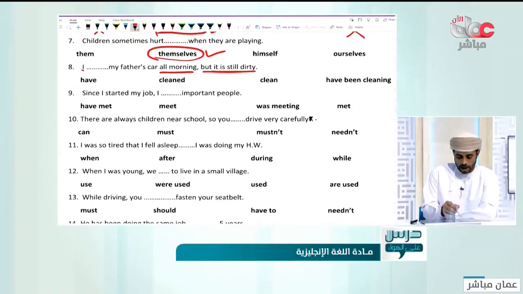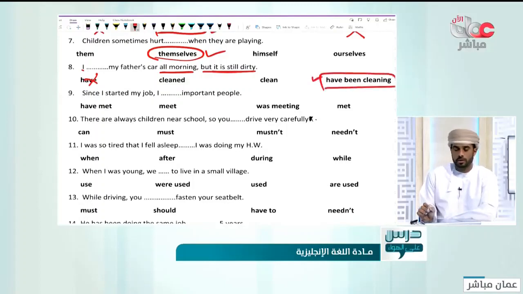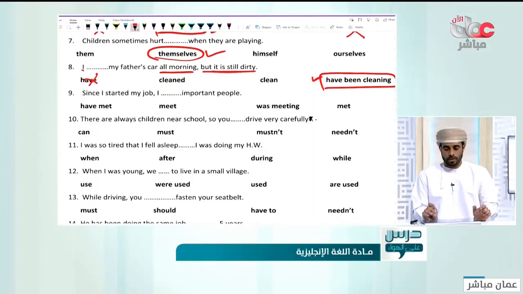Present perfect continuous. So which one of those is present perfect continuous? Is it "have cleaned my father's car"? Of course it won't work. Maybe, but we say that we need what? Because it says all the morning, we need present perfect continuous. How did you know this one? Because we said that it is all the morning, but it is still dirty.